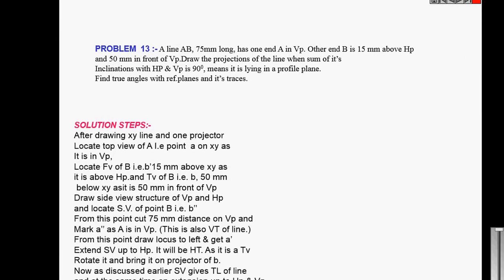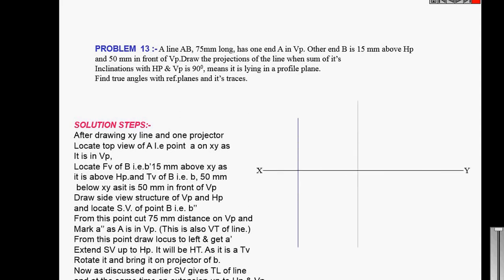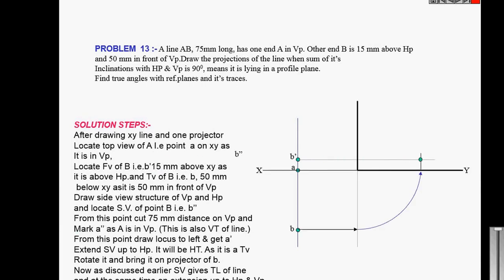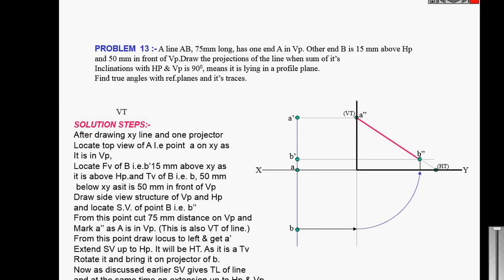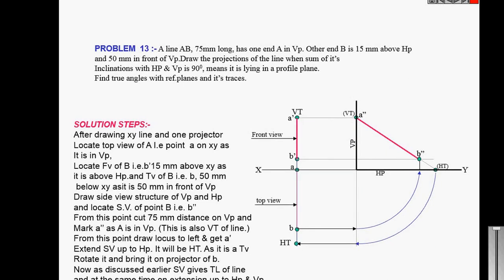So this is another case, in which the line is lying in a reference plane, the profile plane. This is a line on the profile plane, and this is the side view. Once I get the side view and rotate it, you will get the front view and top view. So this is the side view. The side view will be the true length, and the front view and top view will be the apparent length.